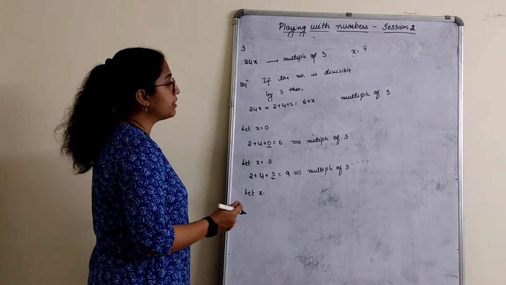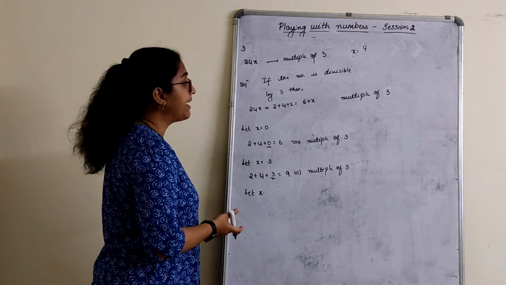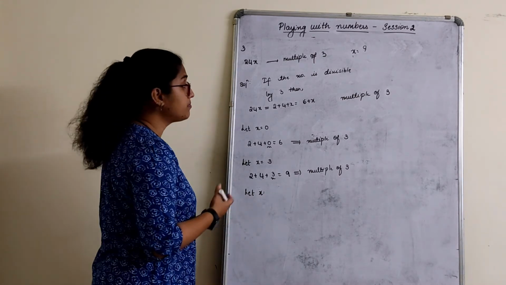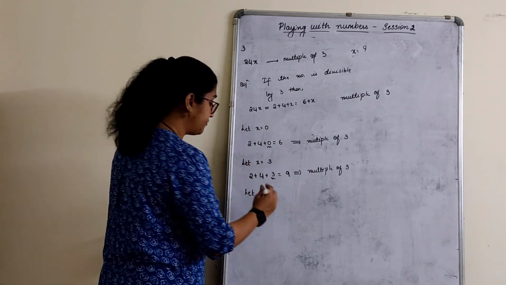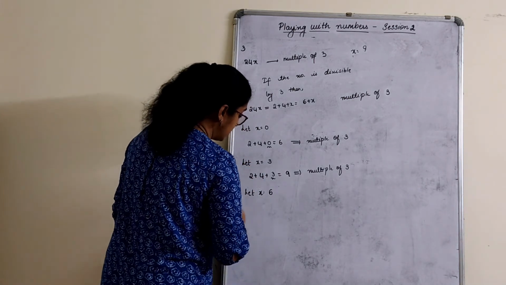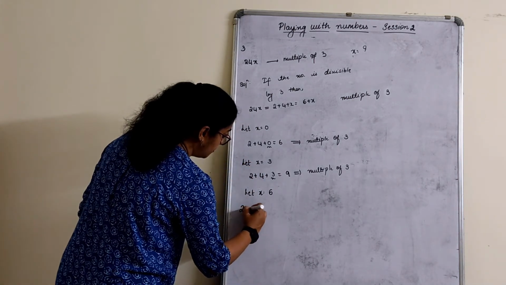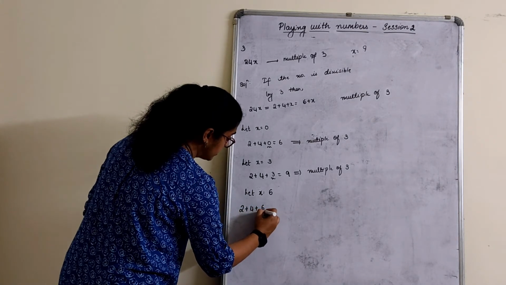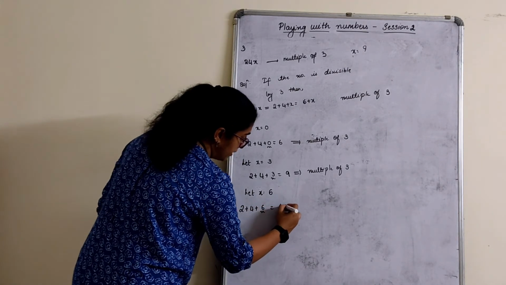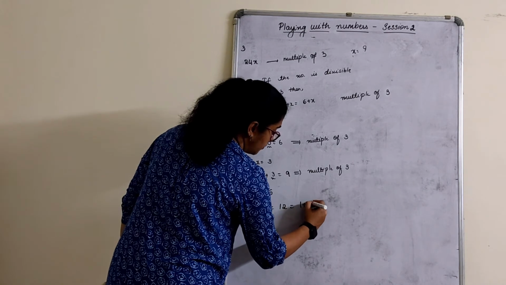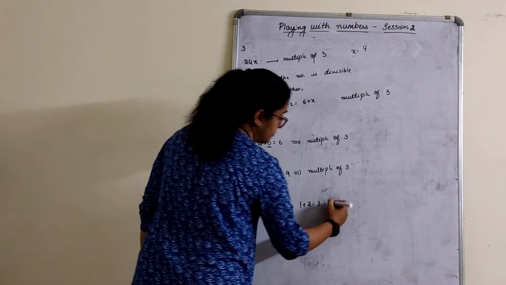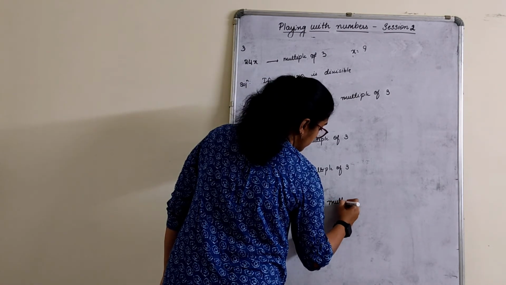Let next value we will check. x is equal to 3. 4 if I take 10. 5 if I take 11. 6 if I take 12. x is equal to 6. So 2 plus 4 plus 6. 6, 10, 12. That is equal to 1 plus 2 is equal to 3. Multiple of 3.